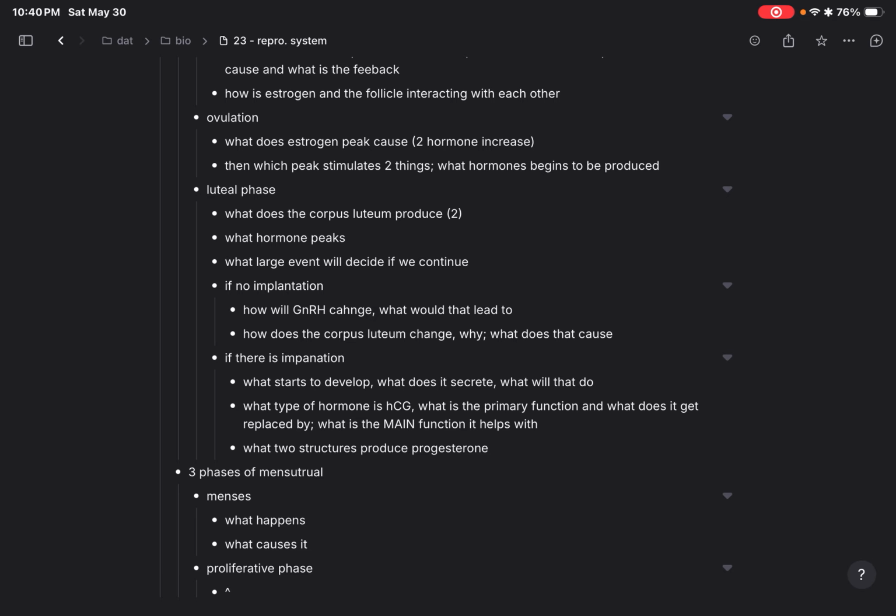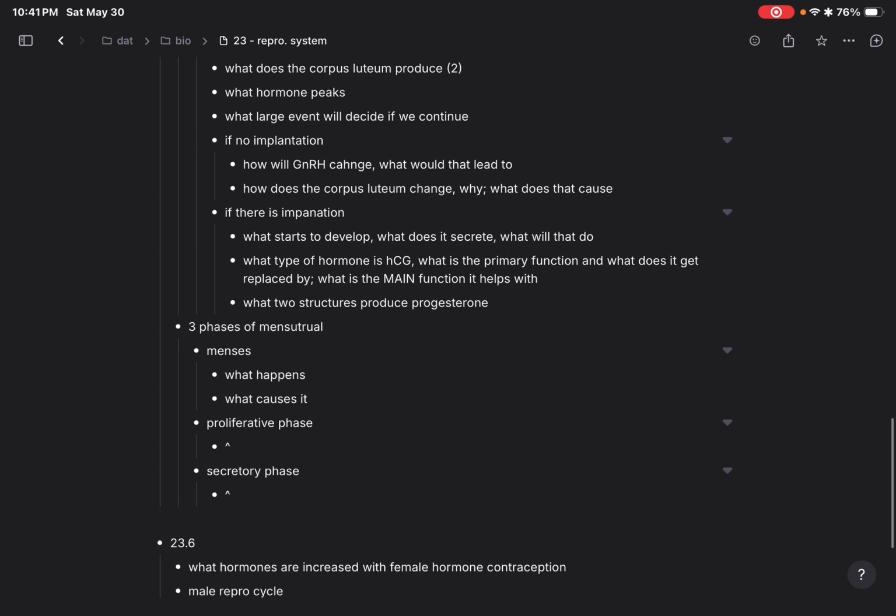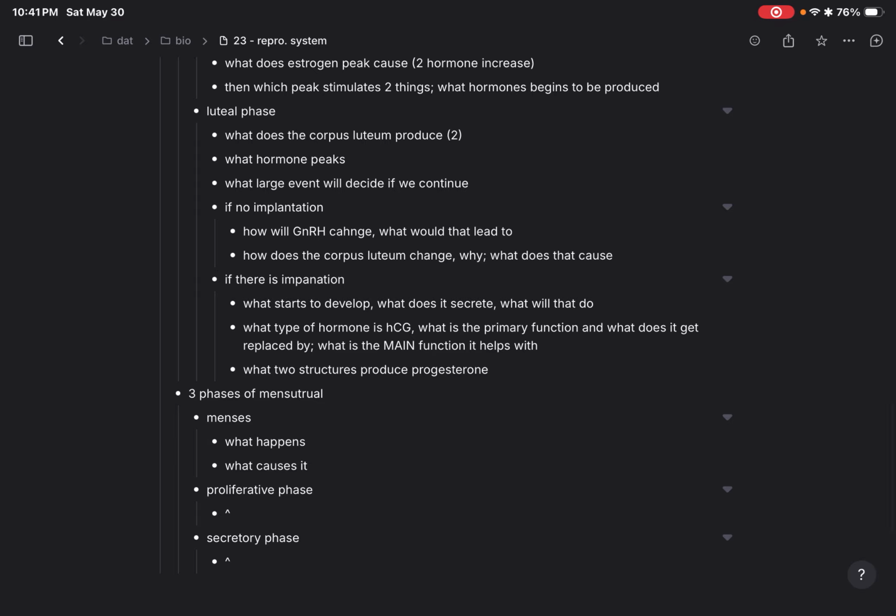HCG is what maintains the corpus luteum, and that's produced by the placenta, right? Chorionic gonadotropin. So it'll maintain the corpus luteum. The corpus luteum will produce progesterone and estrogen, and then eventually the placenta will take over for progesterone and HCG.